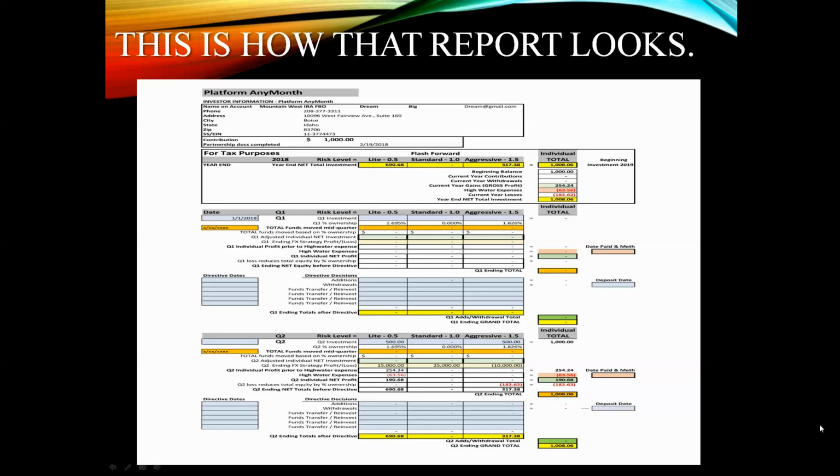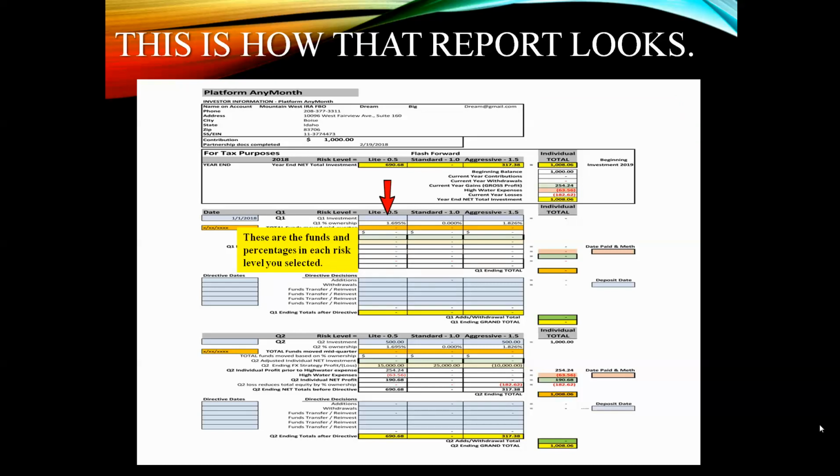This is what that report looks like. It'll indicate the name of your group, the name on the account. In this particular case it is the Mountain West FBO, which is on behalf of. It indicates the information that's necessary for completing the tax return. It gives what the original investment was, what the net gain and the high water expenses are, and the final one, which is what would be included on the tax return.